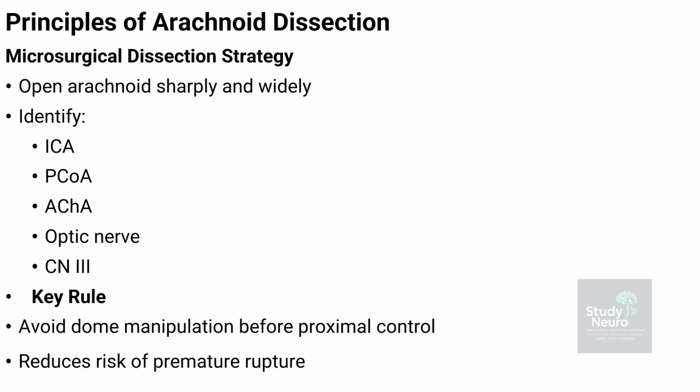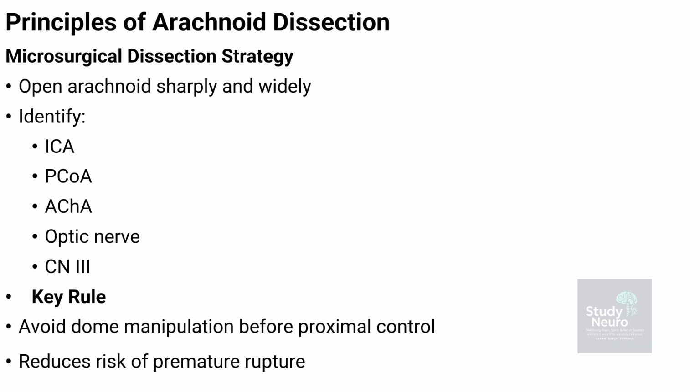The arachnoid membrane is opened sharply and widely to expose the neurovascular structures beneath, allowing clear identification of the internal carotid artery, the posterior communicating artery, the anterior choroidal artery, along with nearby structures such as the optic nerve and the oculomotor nerve, which all sit in a tightly packed surgical corridor where even small errors can cause major injury.